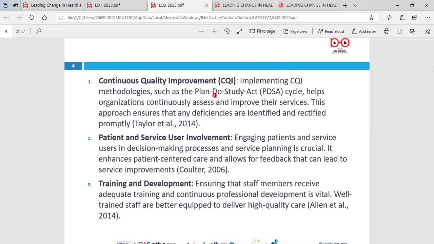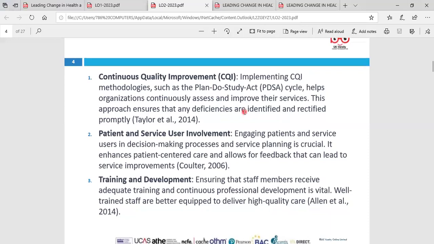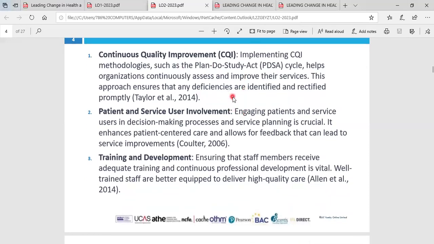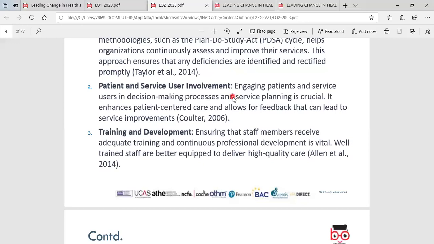So sometimes these are done in the form of certain pilot studies. So you're planning something and you don't know how it works, so you do a little pilot study and then you see what the consequences were and then you act according to them, so as to bring about quality or the change that you're expecting. These help organizations continuously assess and improve their services, and they see any loopholes that are there and rectify them promptly and then bring about that change when they're acting.